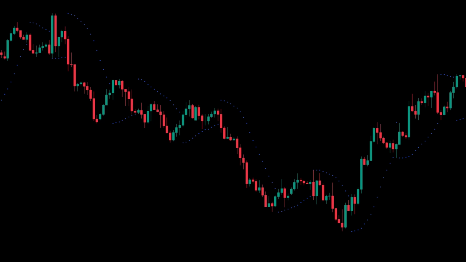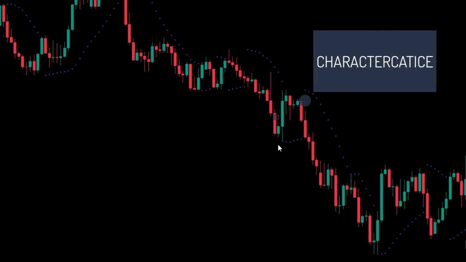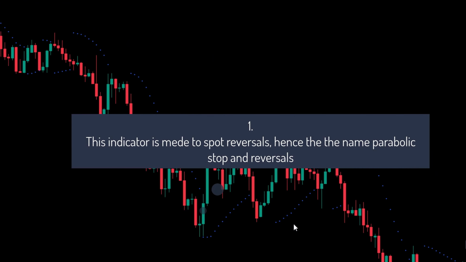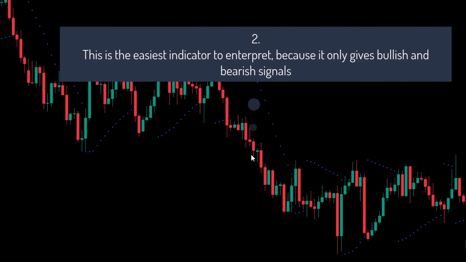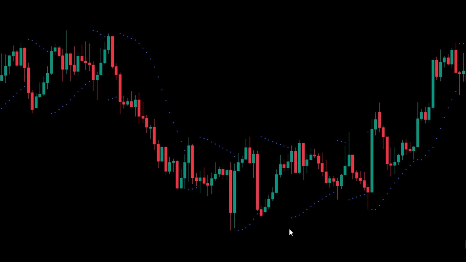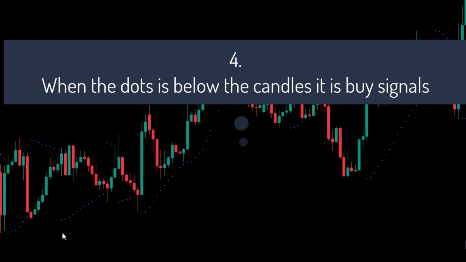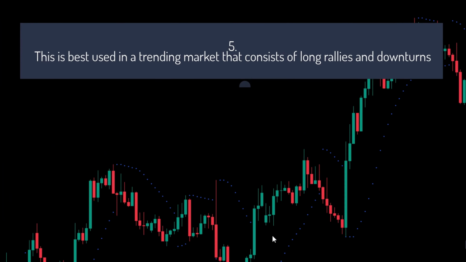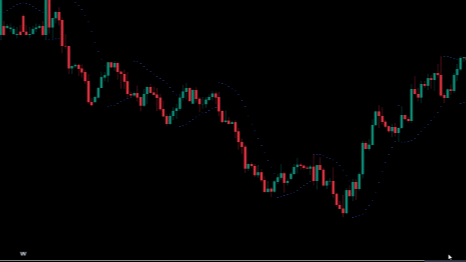Before we see an example of this indicator, we would like to tell you some important characteristics of it. 1. This indicator is made to spot trend reversals, hence the name parabolic stop and reversal. 2. This is the easiest indicator to interpret because it only gives bullish and bearish signals. 3. When the dots are above the candles, it is a sell signal. 4. When the dots are below the candles, it is a buy signal. 5. It is best used in trending markets that consist of long rallies and downturns.